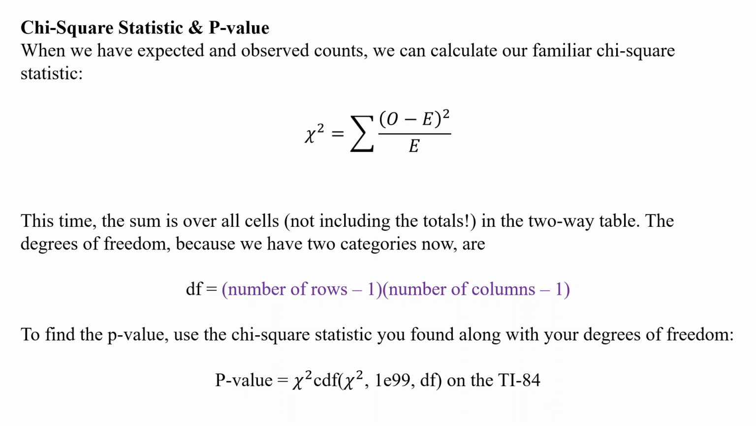Once we know the chi-squared statistic and the degrees of freedom, we can find our p-value. And that's using the chi-squared CDF on your calculator, the same as always. We're looking to see what's the probability that we get this chi-squared statistic or more extreme, so off to the right. So that's why your chi-squared statistic is going to be your lower boundary and your upper boundary is always going to be positive infinity.